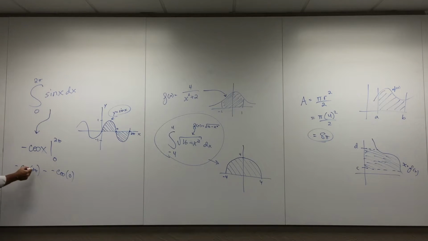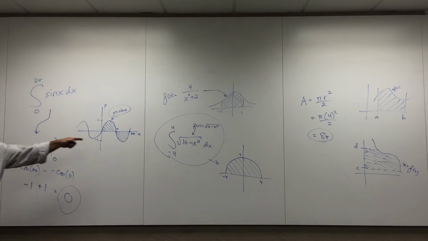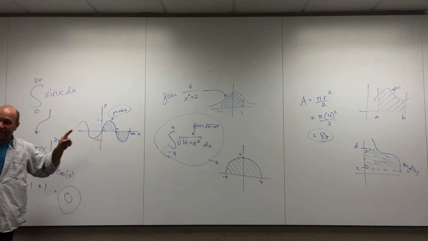So what is the cosine of 2 pi? It's a 1, but it's a negative sign, so it's a negative 1. What's the cosine of 0? It's a 1. With two negative signs in front of it, it's a plus 1. So what's the answer to this? 0. So see that shaded area? It's 0.